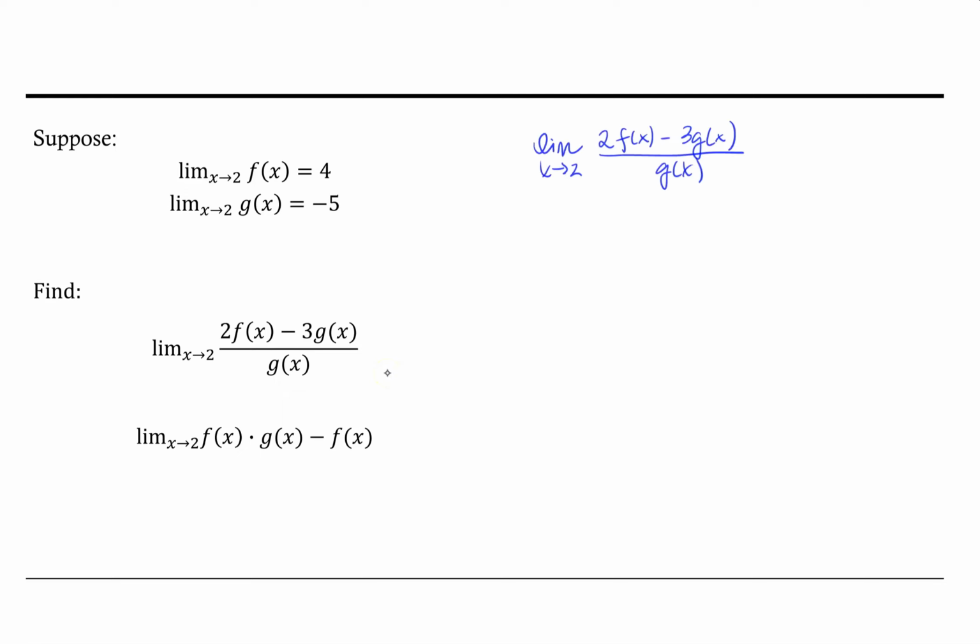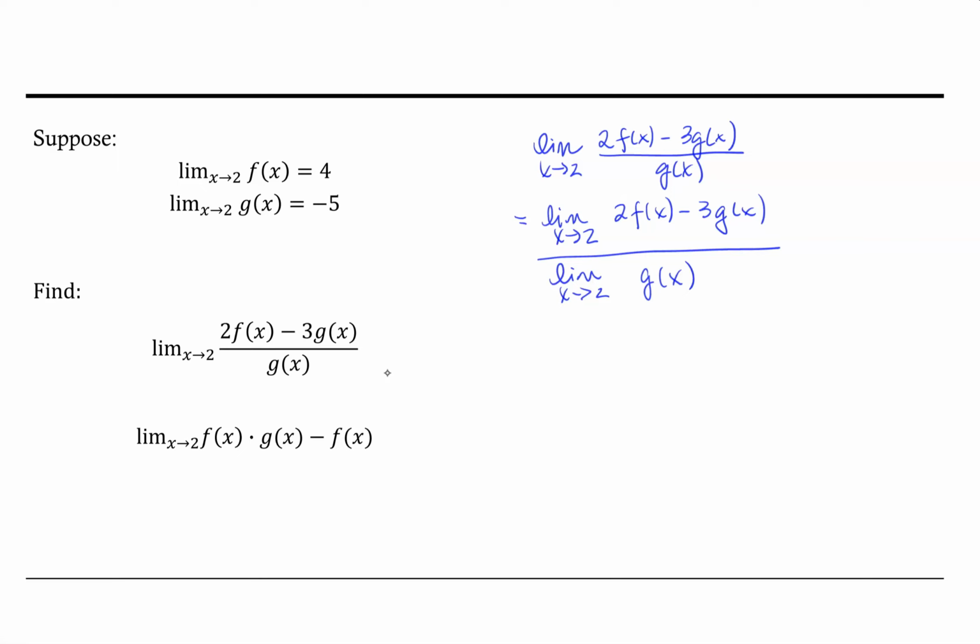Now, the first limit law we're going to apply is the law that says the limit of a quotient, which we have here, something that looks like a fraction, is the limit of the numerator divided by the limit of the denominator. So we're going to say that this is equal to the limit as x approaches 2 of 2 times f of x minus 3 times g of x, all divided by the limit as x approaches 2 of g of x.